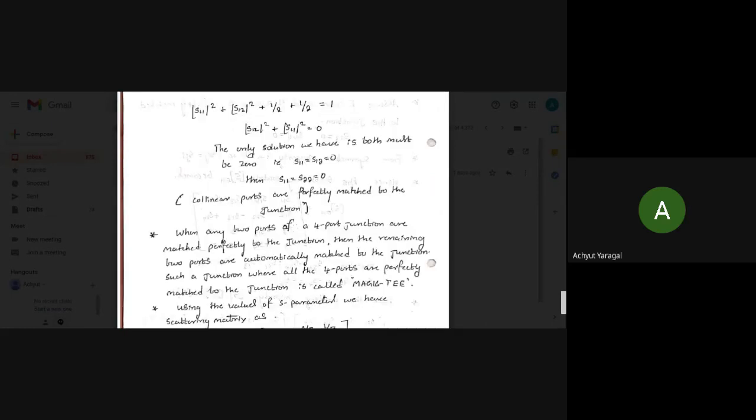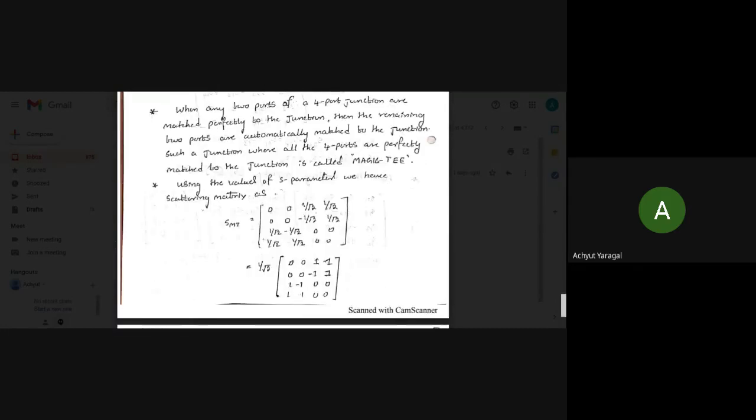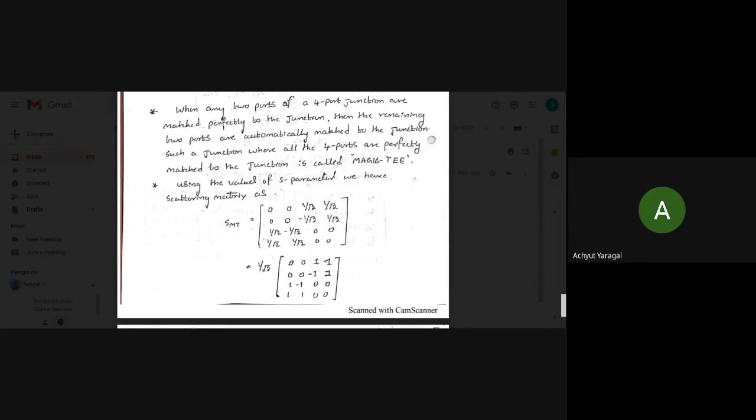With this, we have got the values of S12, S13, all the ports, and hence we can substitute in this matrix. We will have this particular equation: S of magic T, or MT, is equal to 1 divided by root 2 into the bracket of all these zeros and ones, this 4 into 4 matrix. That's why whenever two ports of a 4-port junction are perfectly matched, the remaining 2 ports are automatically matched to the junction. Such a junction where all the ports are perfectly matched to the junction is called the magic T.